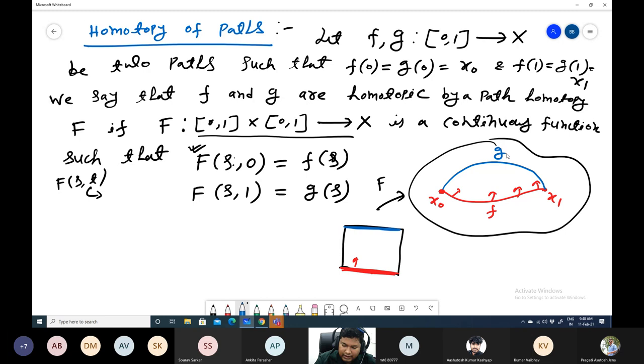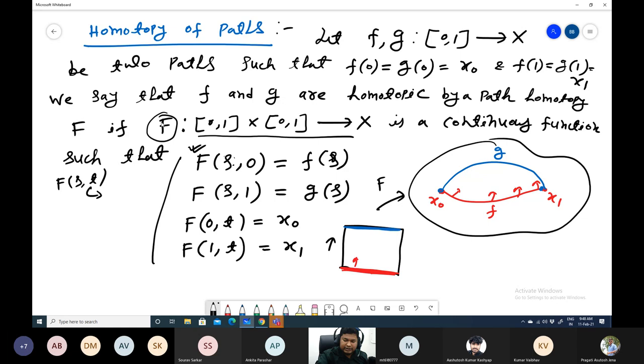Since endpoints are fixed, we have to add two more properties. At the initial point, if s is 0, then whatever the time t, it is always x0. And if s is 1, that is the final point, whatever the time is, it is always x1. So this is the map. If we have such a continuous map F, then we say that f is homotopic to g, and we just write it with this symbol. Is that clear? Any question here?